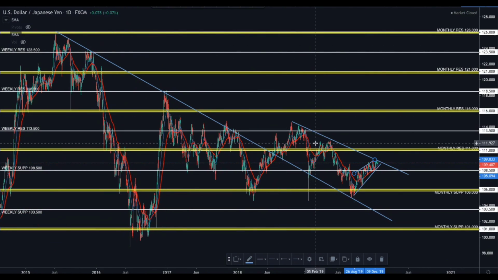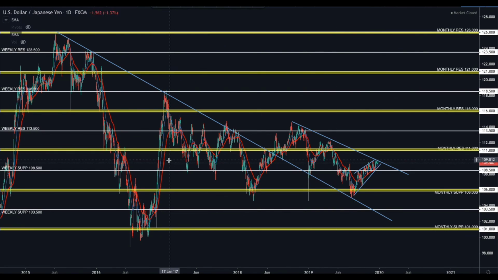I'd never go off trend lines. That would never be an entry. But it's a great confluence factor. So if you put this with maybe your EMAs, with your support, with your resistance, maybe with your Fibonacci levels or another indicator, it's a great indication to go long or short.